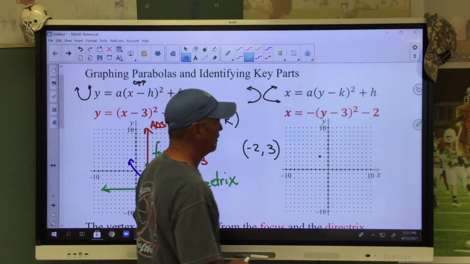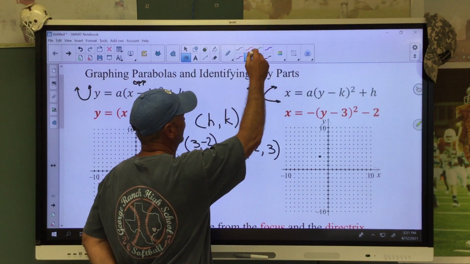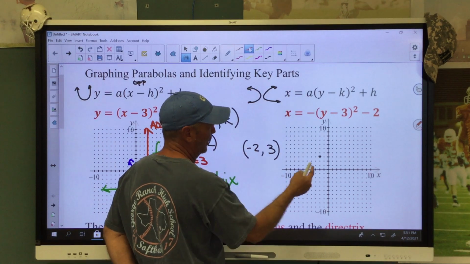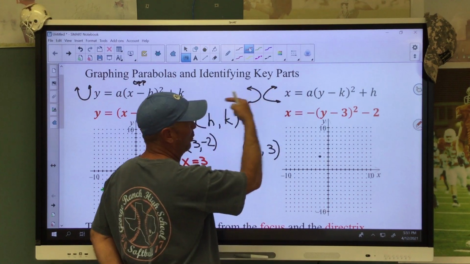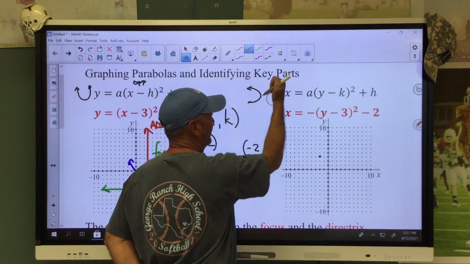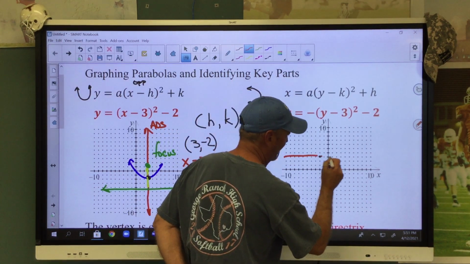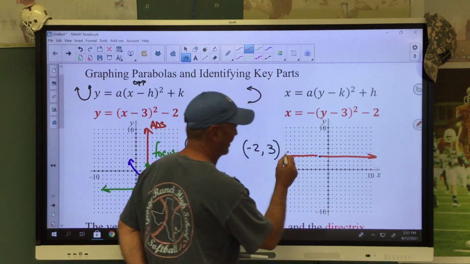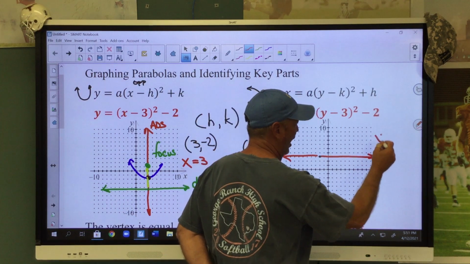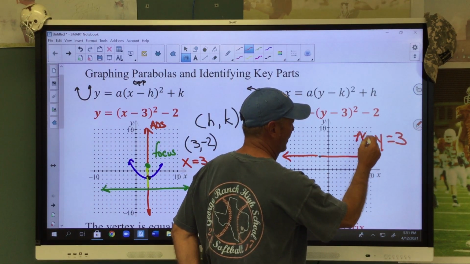Over here, this is a negative. Let's go ahead and do this. This is a negative, and we know that since this is a negative, it's going to open to the left, where my x values get negative. I would have an axis of symmetry right there. Since it crosses the y-axis, I would have y equals a positive 3 for my axis of symmetry.